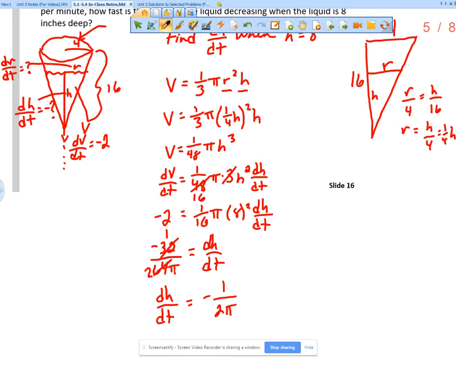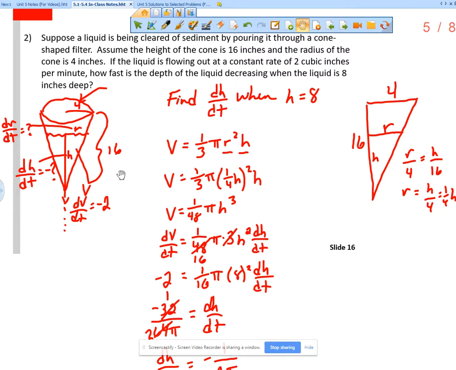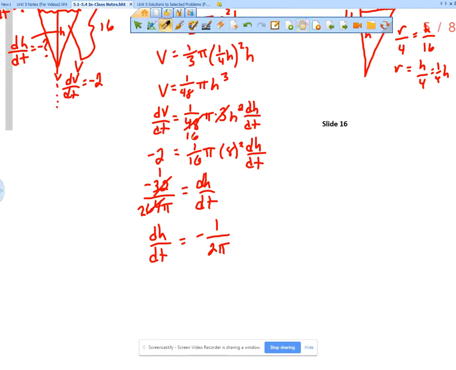Okay, but remember, we want to be mindful of units here because these are in context. So we are talking about the rate at which the height is changing. The height is measured in inches, and the time unit is measured in minutes. So we would say -1 over 2 pi inches per minute. We do want to make sure we understand units in this section. All right, so that is slide 16.